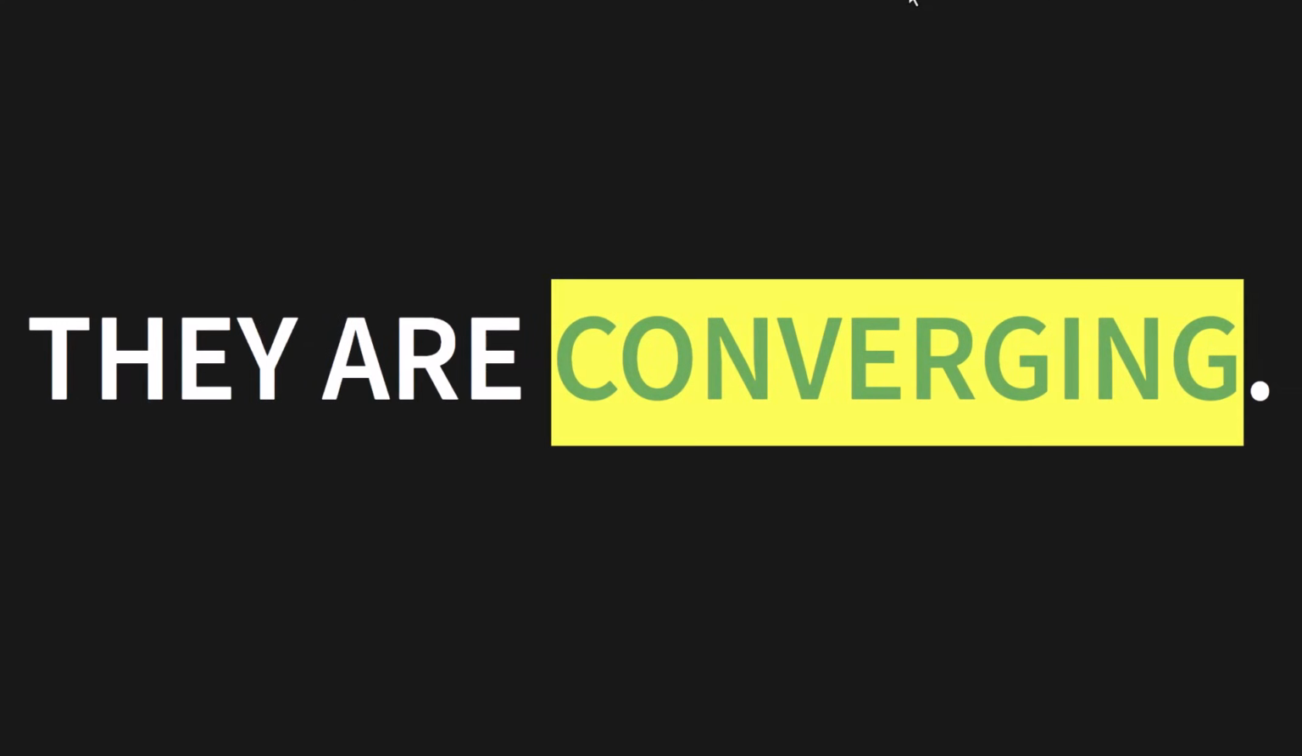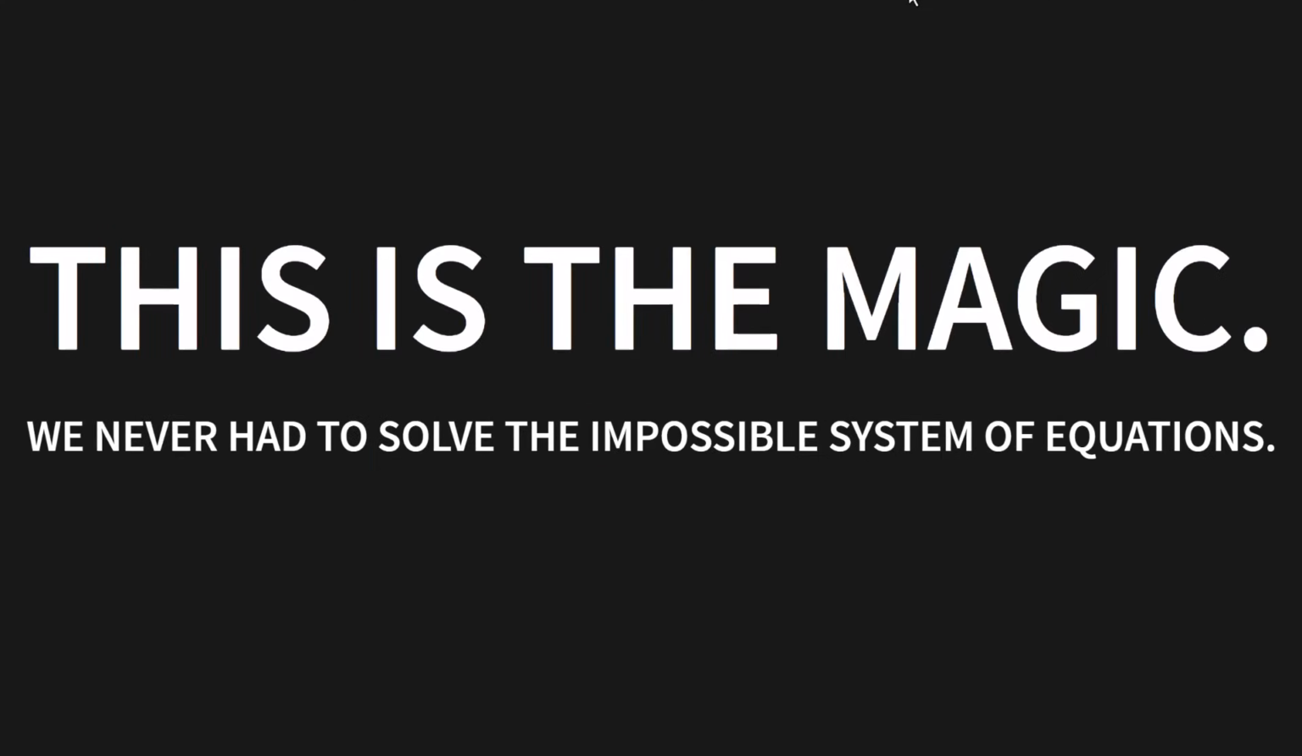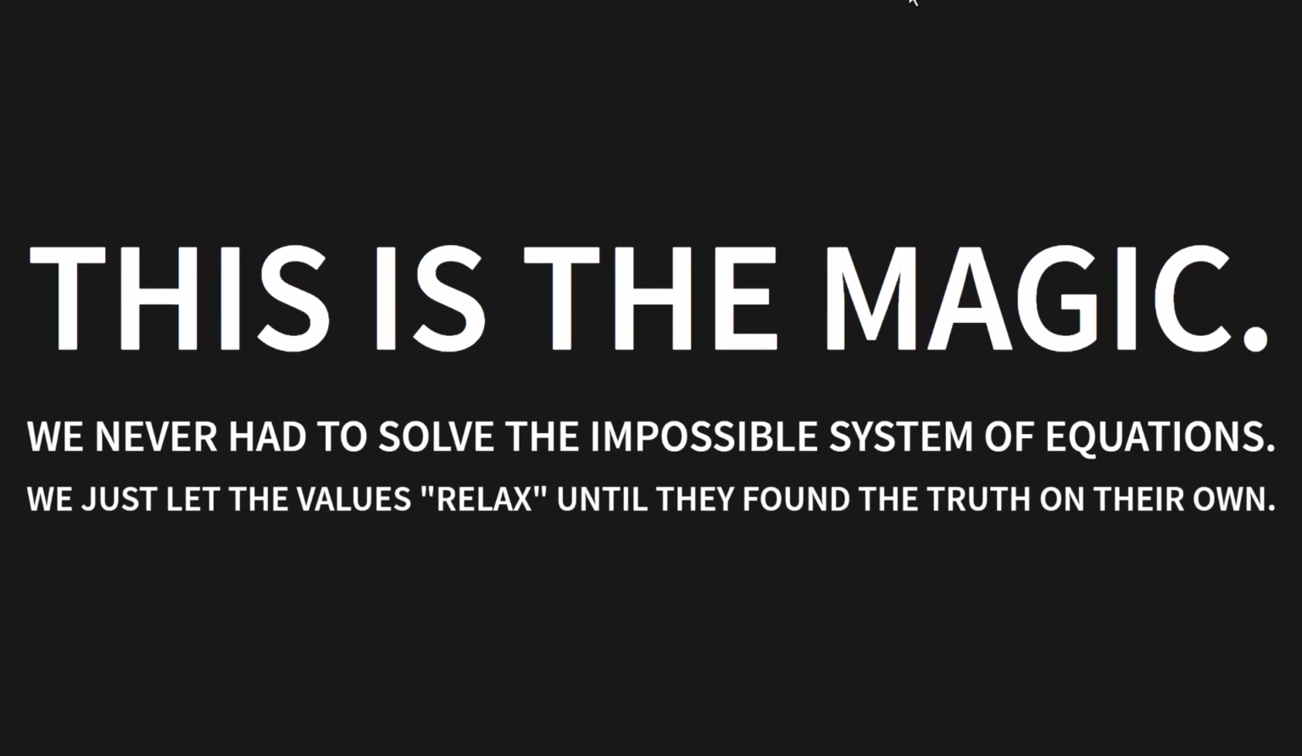And that's the punchline. If we kept doing this for 10 sweeps, 100 sweeps, 1,000 sweeps, the updates would get smaller and smaller until eventually the numbers would barely change at all. They would converge to the one true solution that satisfies the Bellman equation. As you can see on the slide, the true values are about negative 5.53 for state A and about plus 0.92 for state B. This is the magic. We never had to solve that impossible system of equations. We just treated it as an update rule and let the values relax until they found the truth on their own.